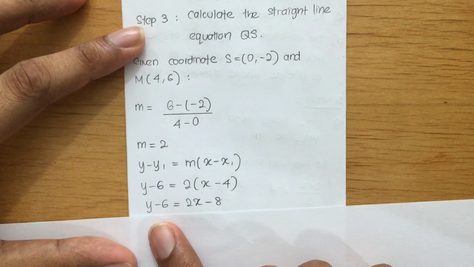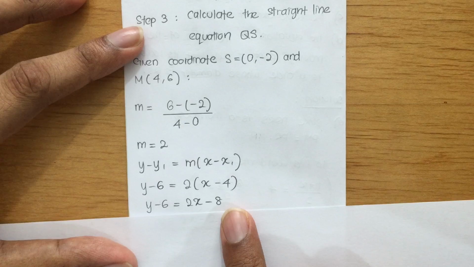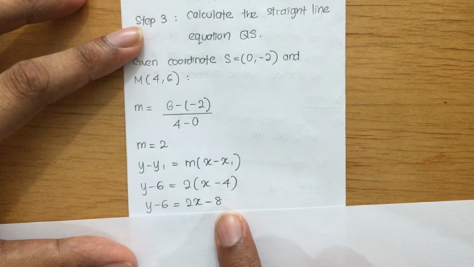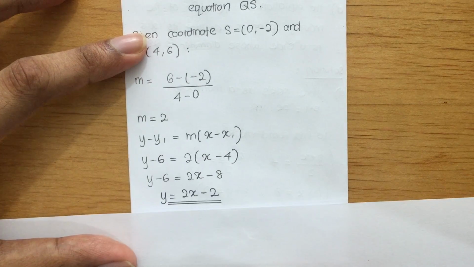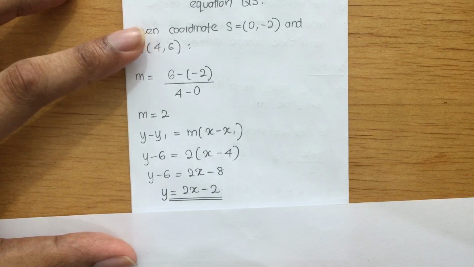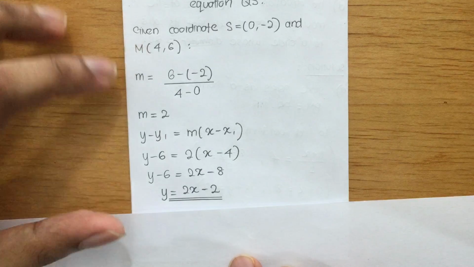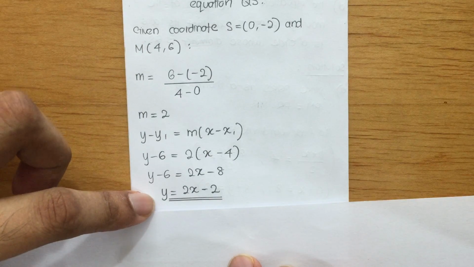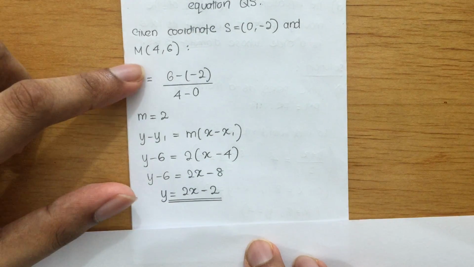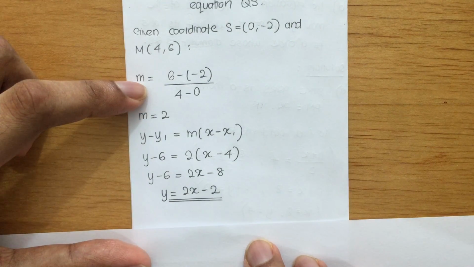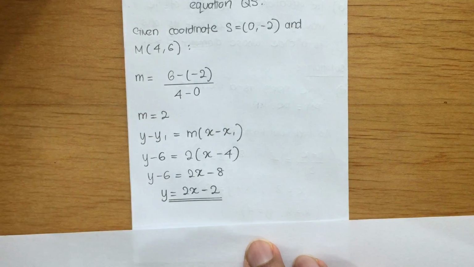This negative 6 from the left hand side, you can bring it over to the right hand side. So you'll get 2x minus 8 plus 6. And therefore, you get y equals 2x minus 2. So this is your answer, guys, the straight line equation QS. Alright. Now we'll proceed to find the coordinate Q, guys.